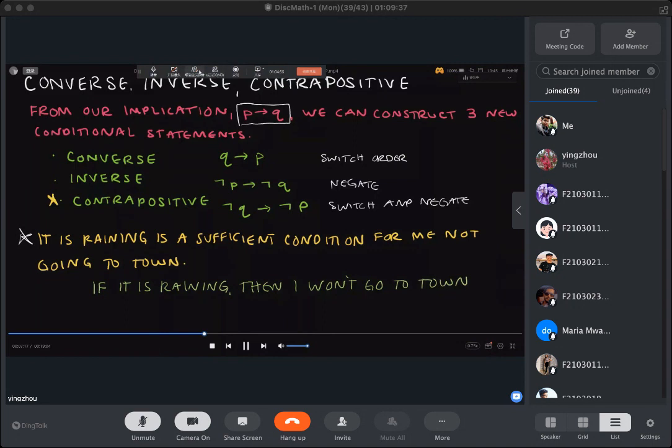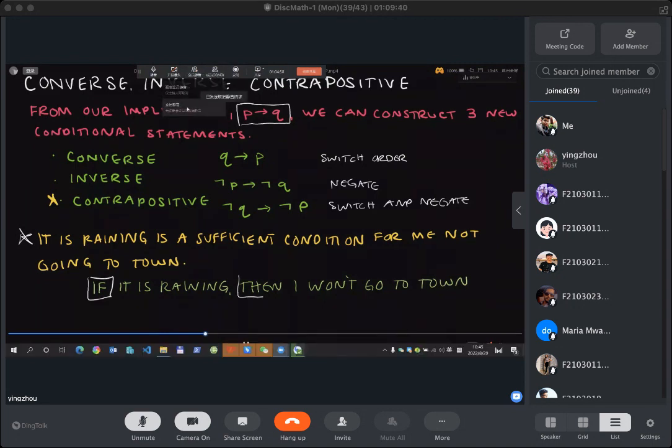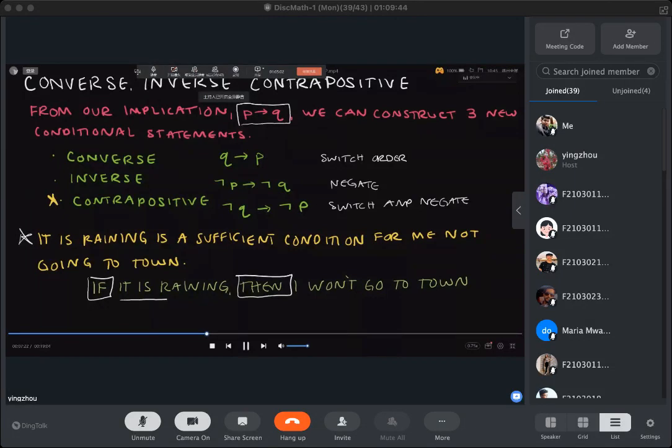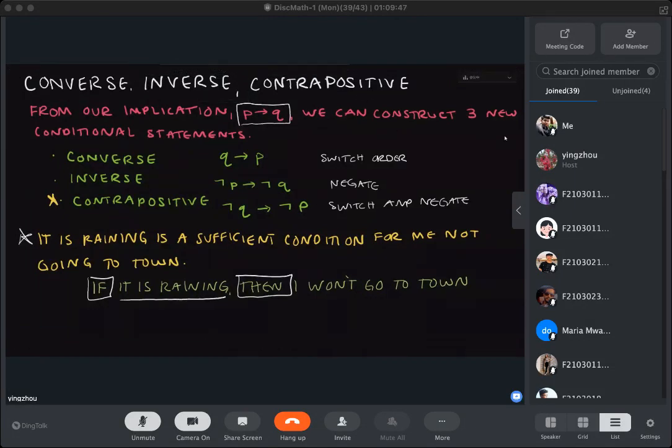Now, why did I do that? Because I have my if, and this is a proposition. It is a statement that is either true or false: it is raining. And I will go to town, also a proposition that is either true or false. So I'm going to call this P, and I'm going to call this Q. If P, then Q. P implies Q. That is my original statement. So I haven't done any work yet. I've just gotten ready to do my work.